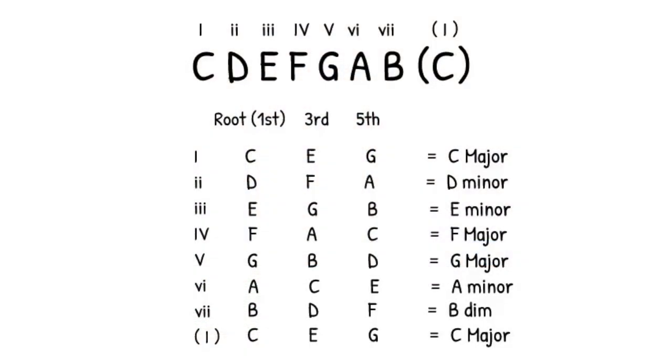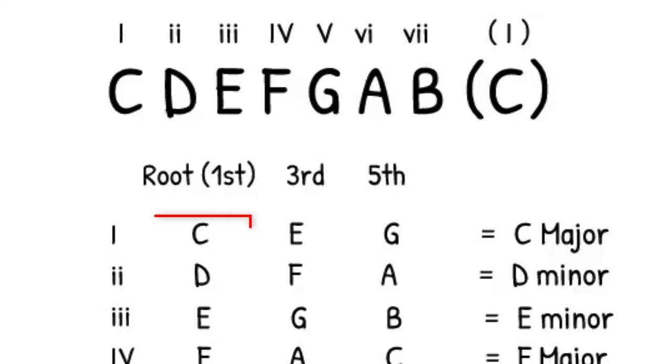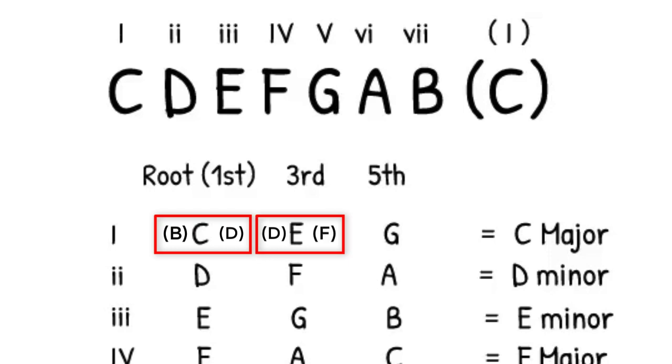Okay, let's figure out our notes below and above the chord tones. So if we look at our first chord, the C triad, we need scale steps below and above the C. So we're going to have B below and D above. Go to the third, and D will be below, F is above. Go to the fifth, and the scale step below the G is an F, scale step above is the A.